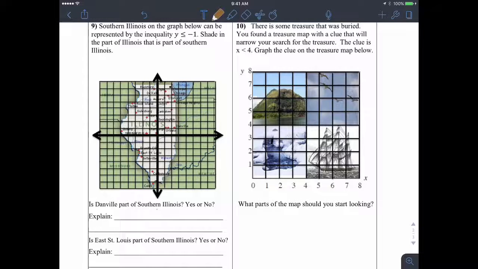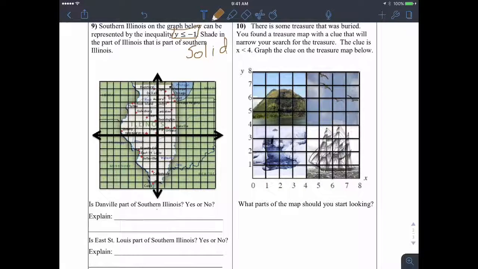Now number 9 says, Southern Illinois on the graph below can be represented by the inequality y is less than or equal to -1. Shade in the part of Illinois that is part of Southern Illinois. Alright, now to do this, we need to look at this inequality, y is less than or equal to -1, and we first have to identify, is this a solid line or a dashed line? And it is a solid line because we do have an or equal to bar there.